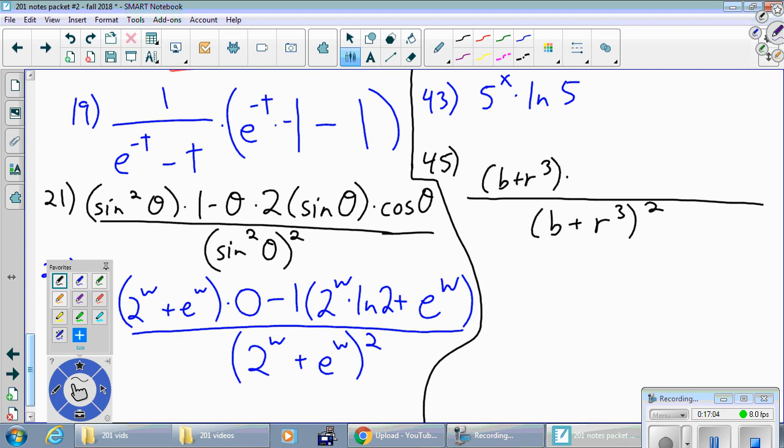Derivative of a r squared. R is your variable, so the 2 comes down. The a got copied. Copy the r, subtract 1 from the power, so there's an invisible 1. That's the derivative of the top, minus the top times the derivative of the bottom. B plus becomes 0 plus, and the derivative of r cubed is 3r squared.